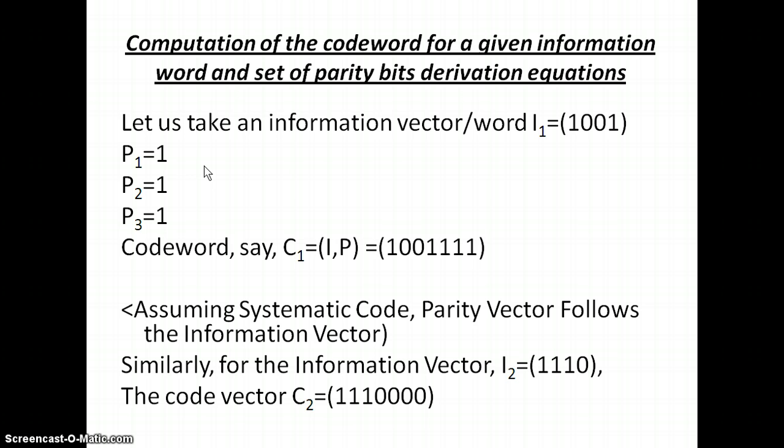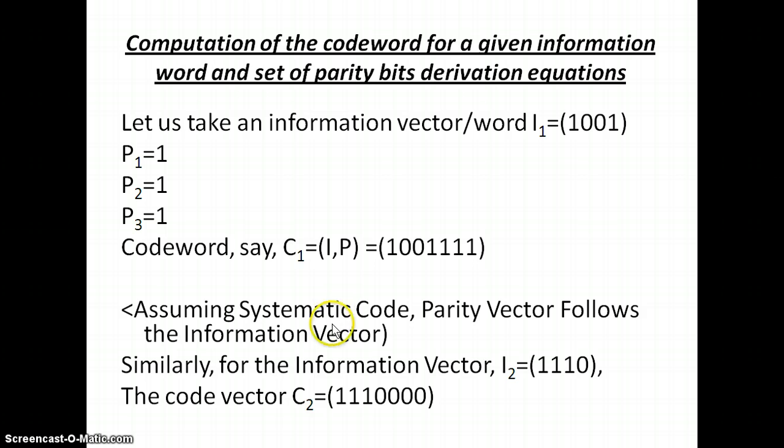The value of P1 is 1, that of P2 is also 1, that of P3 is also 1, and the code word finally becomes 1001111. This is a systematic code for which the code word is obtained as follows, where information vector I is followed by the parity vector P.